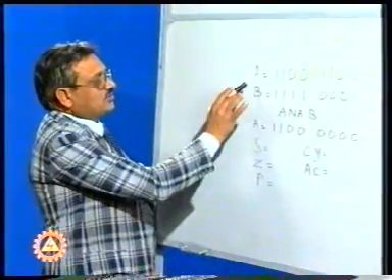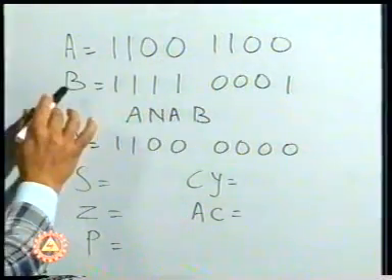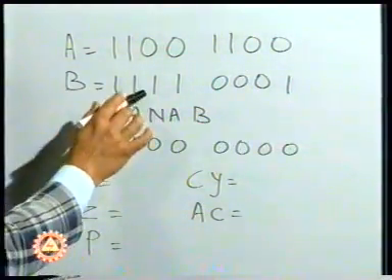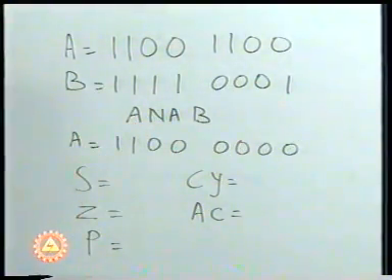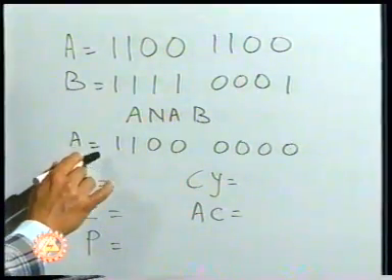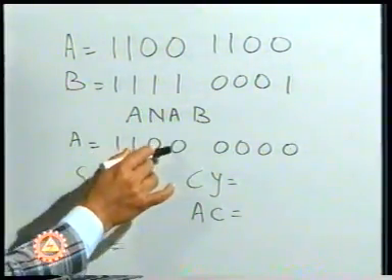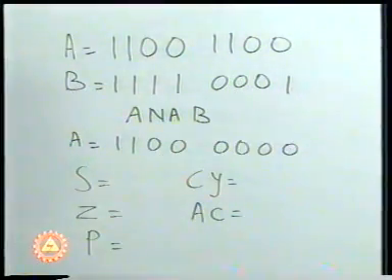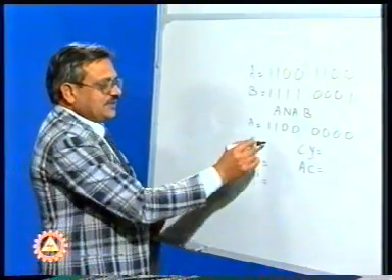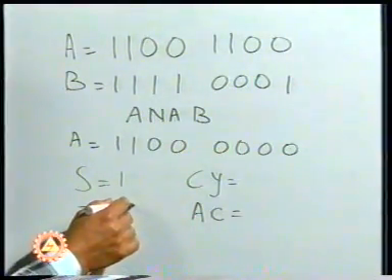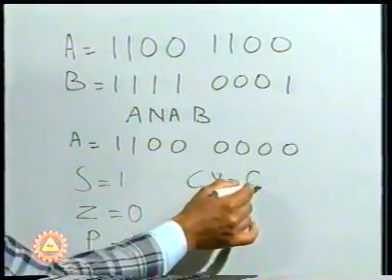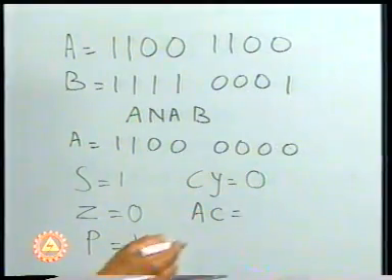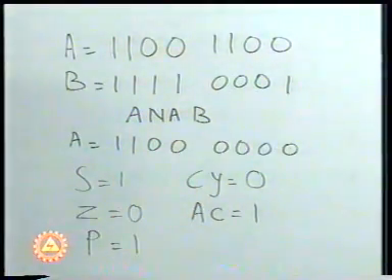We take an example of AND instruction. Let the content of A be CCH, and the content of B be F1H. On execution of ANA B instruction, it results in A equal to C0H, that's 1100 0000. Now the status of the various flags is: sign flag is set, Z flag is not set, parity flag is set, and the carry flag is not set because of the architecture of 8085, and the auxiliary carry is set.